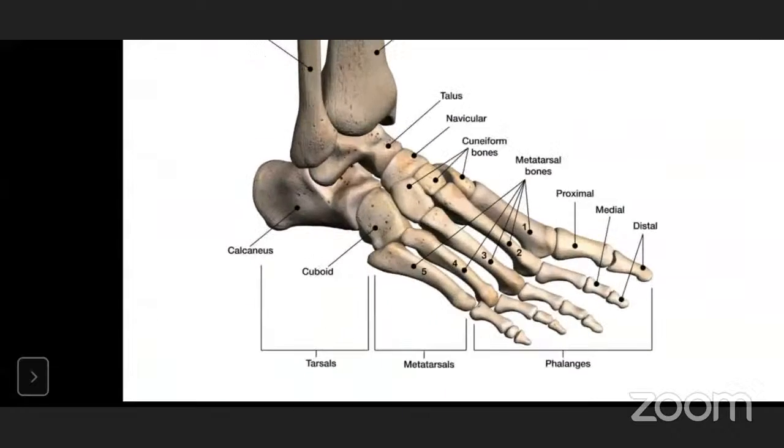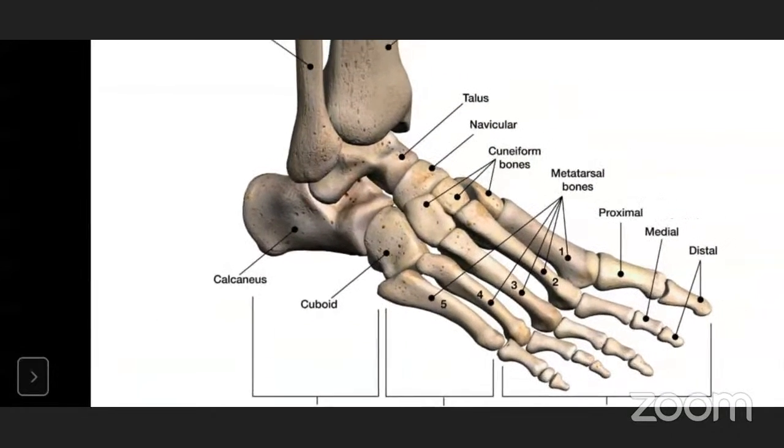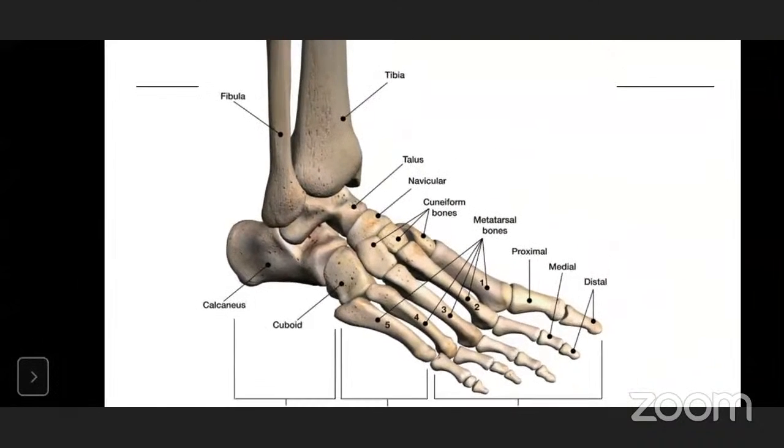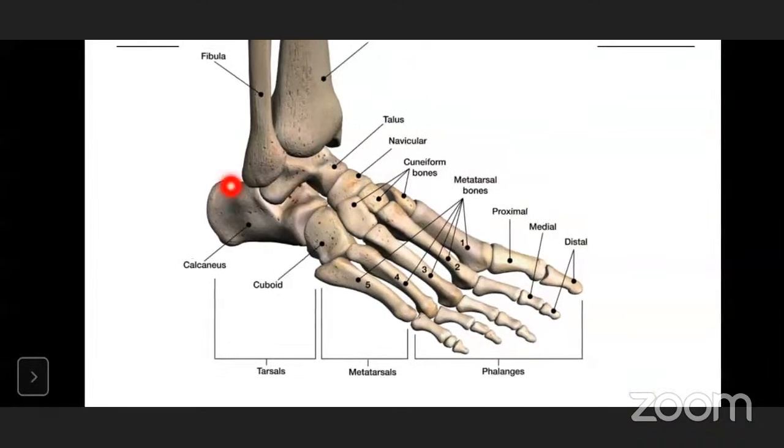Then comes the ankle and the foot. There are seven tarsal bones: the calcaneum, the talus, the navicular, three cuneiforms, the medial, intermediate and lateral cuneiform, and the cuboid. These are the metatarsal bones, one, two, three, four, five, and there are 14 phalanges in total, including the phalanges in the great toe.